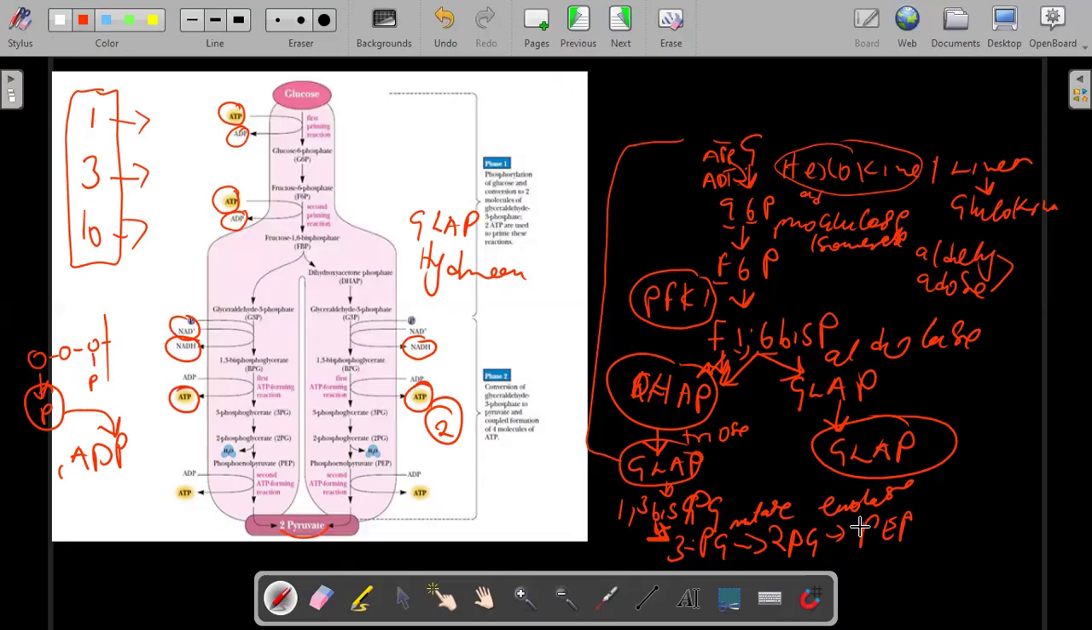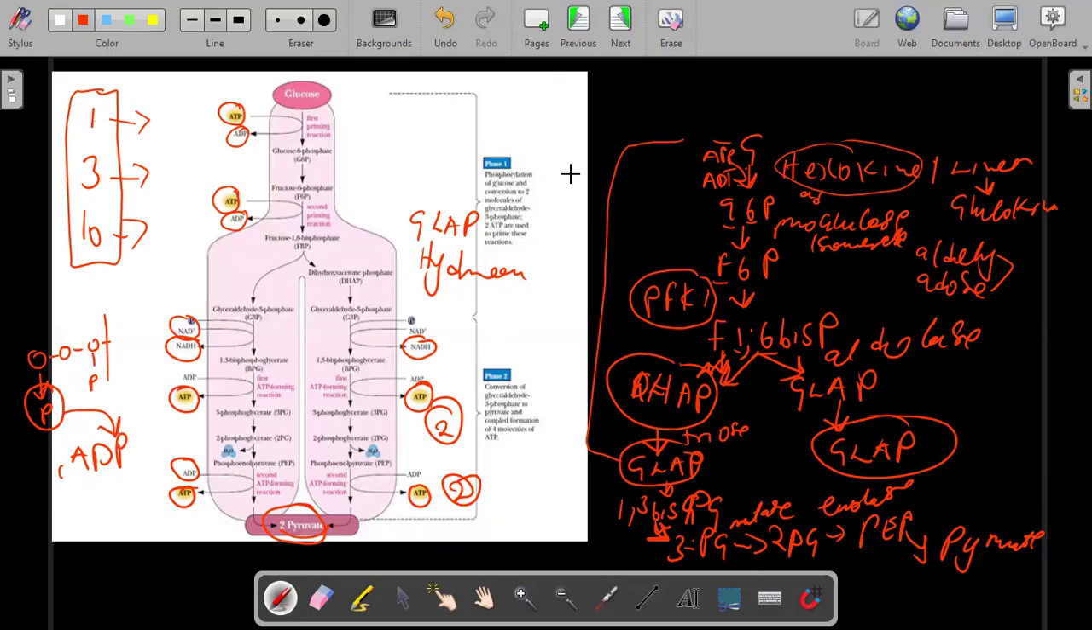Then from there we can convert our PEP to pyruvate. Here again, we remove the remaining phosphate group from the PEP and add it to ADP, meaning we are generating another ATP. So 2 more ATPs have been generated there. The end product is 2 pyruvate being formed there. Are we clear on the entire pathway?